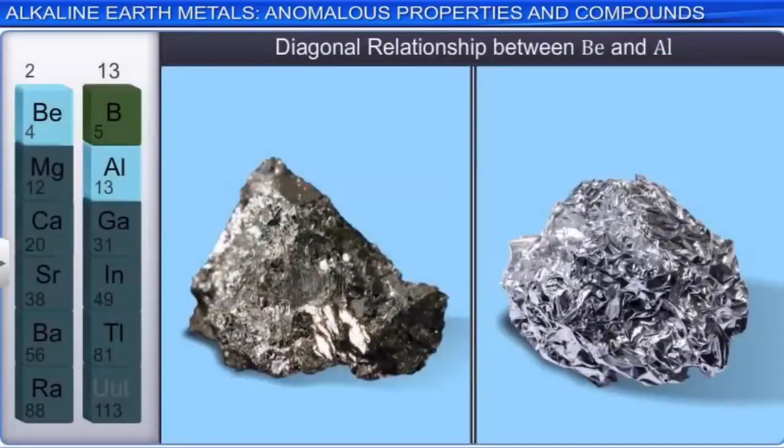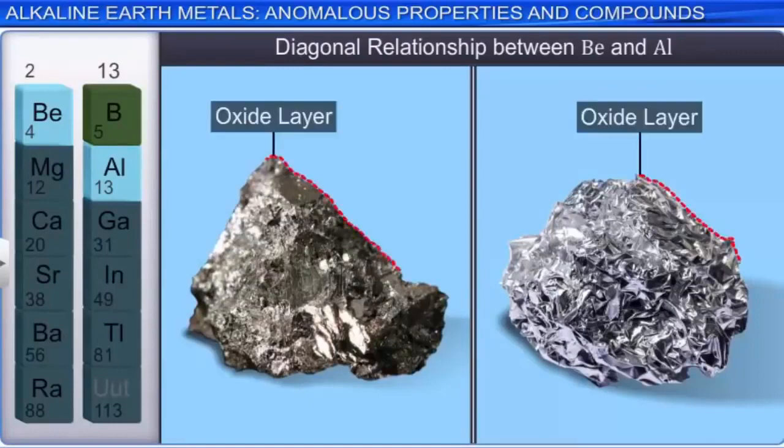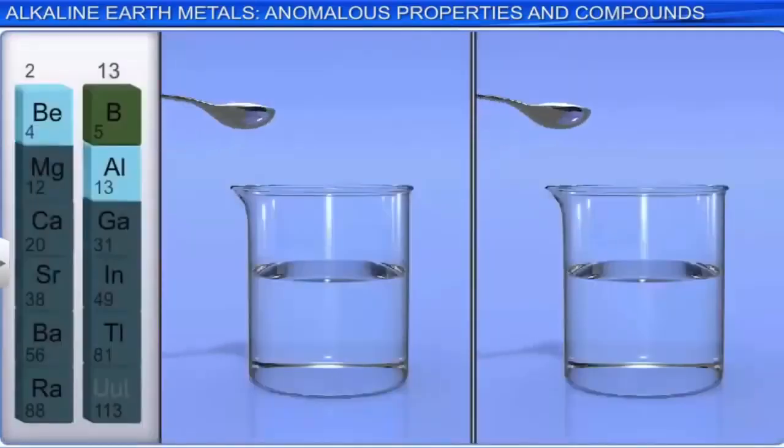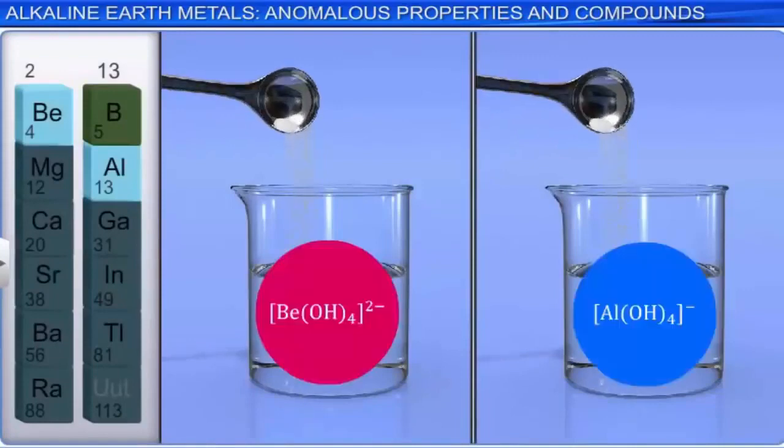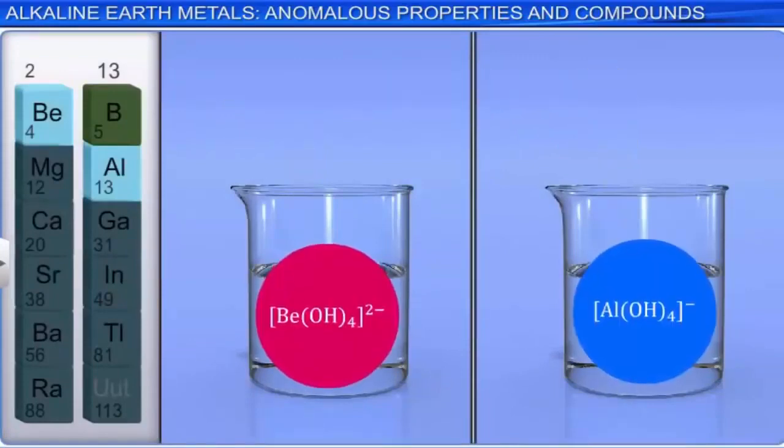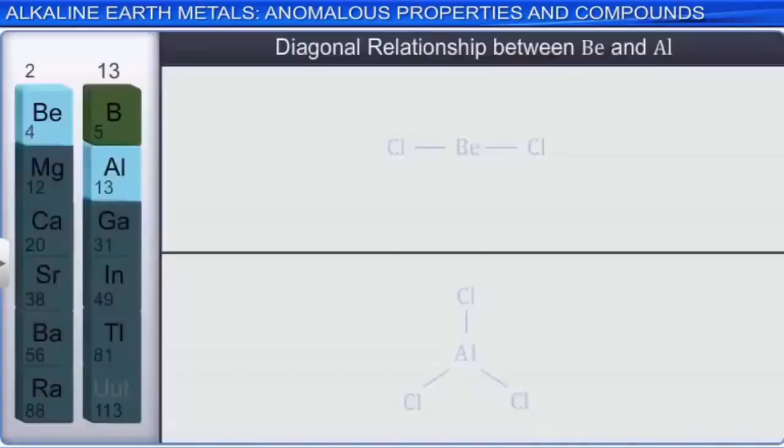The hydroxides of both the metals dissolve in solutions of excess hydroxide to form complex ions. In the vapor phase, both beryllium chloride and aluminium chloride form chloride-bridged structures. Both the chlorides are soluble in organic solvents, reflecting their essentially covalent character.